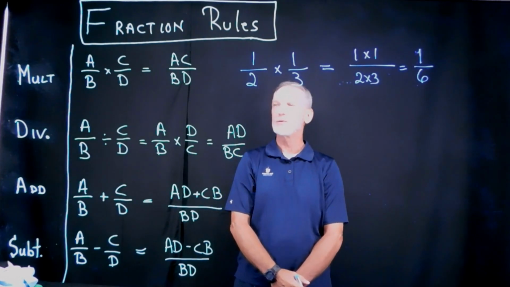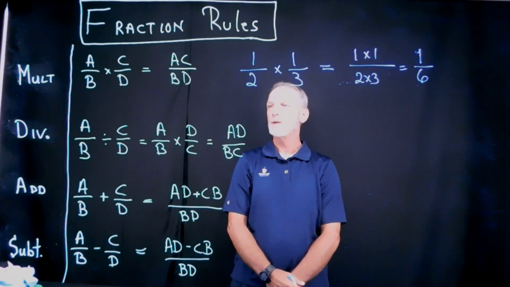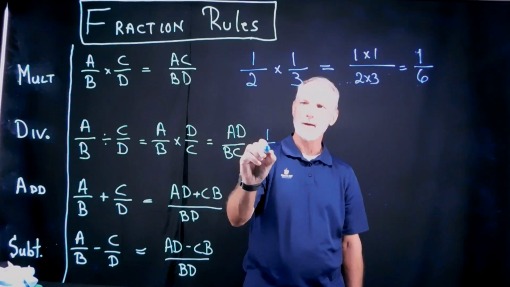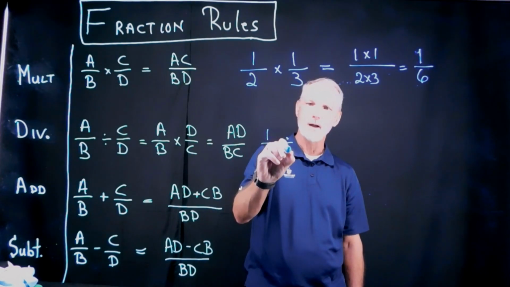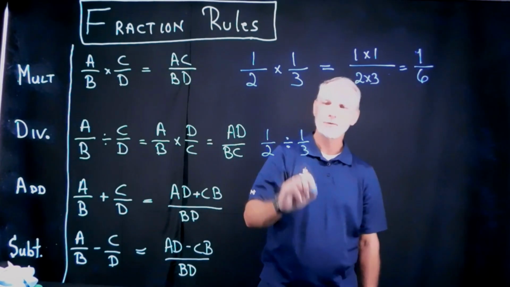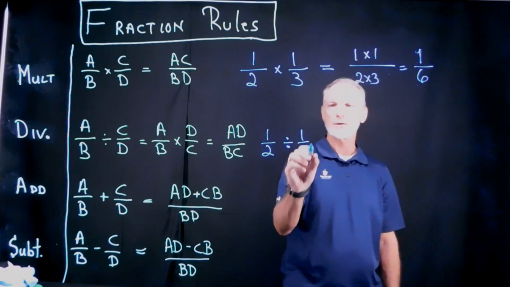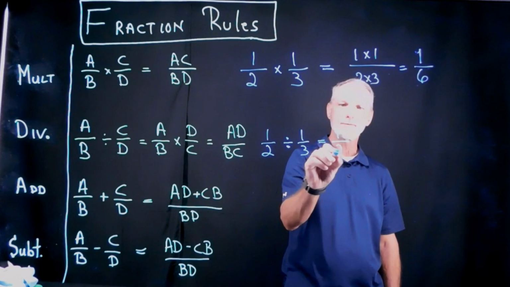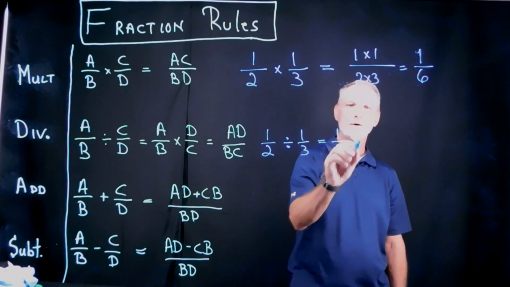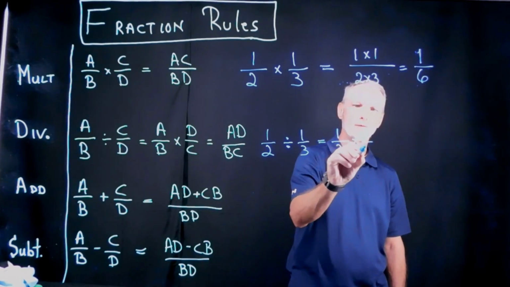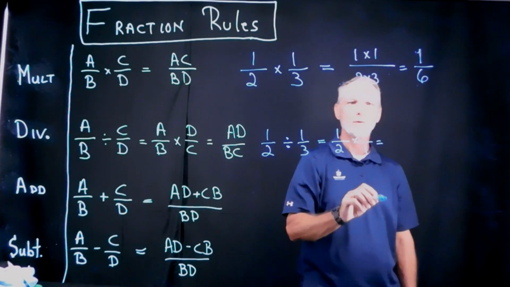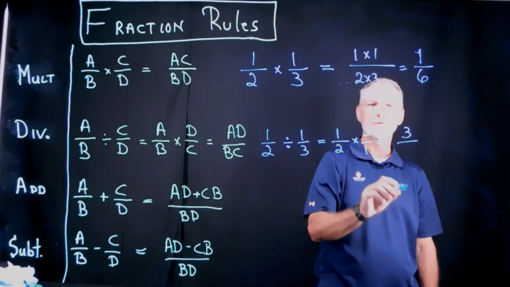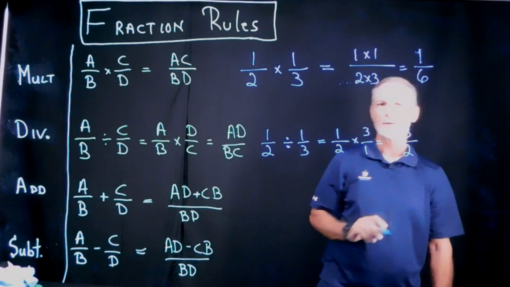Division is very similar to multiplication, with the exception that we have one extra step. Let's begin by writing it as 1/2 divided by 1/3. The extra step is to invert the second fraction and then do multiplication. So we're going to rewrite this as 1/2 times the inverted second fraction, 3/1. Then again in the numerator we get 3 times 1, which is 3, and in the denominator 2 times 1, which is 2. So 3/2.